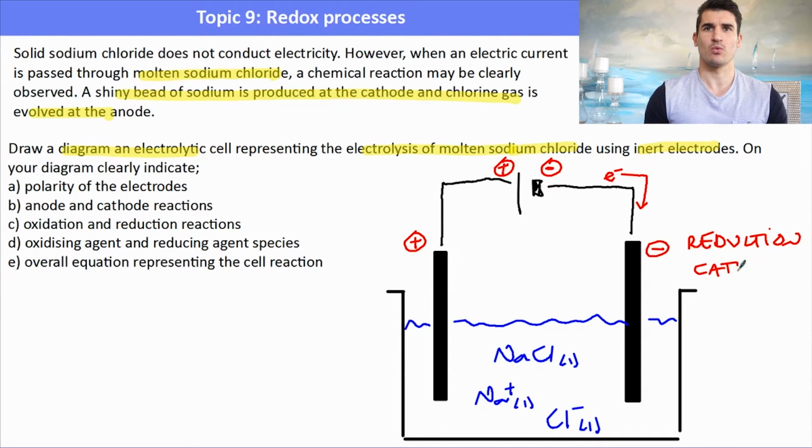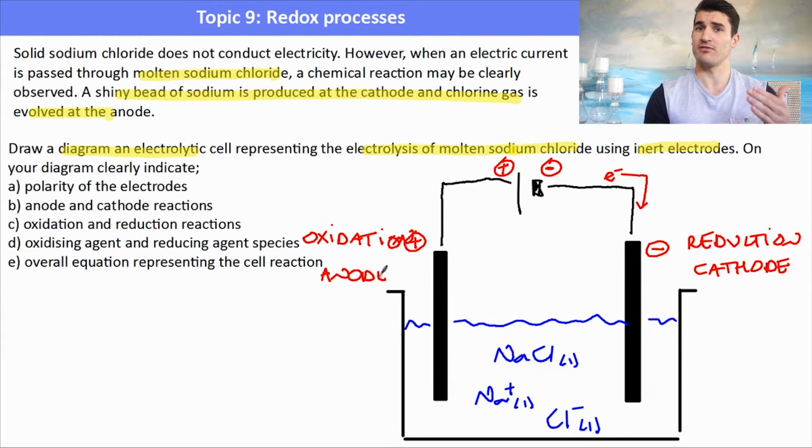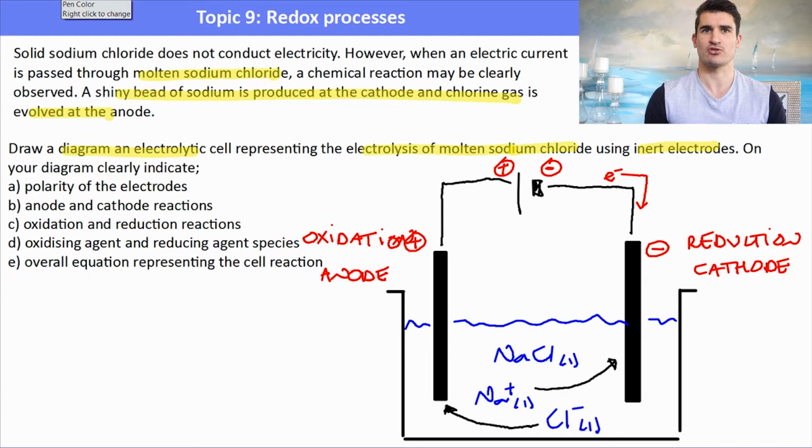Now reduction will occur at the negative terminal, and that means that it will be the cathode. Remember the saying, an oil rig cat. Oxidation will occur at the positive electrode of an electrolytic cell, which means that it will be the anode. So the difference between voltaic and galvanic is that the charges on the electrodes have been swapped over, but the process is still the same. Reduction always occurs at the cathode, oxidation always occurs at the anode. So in the solution, the ions will be attracted to the oppositely charged electrode. So the sodium will be attracted to the negative electrode, the chlorine to the positive electrode.